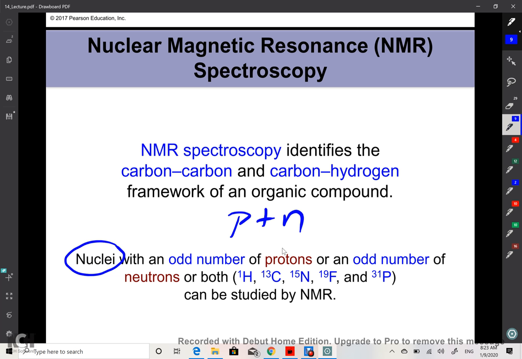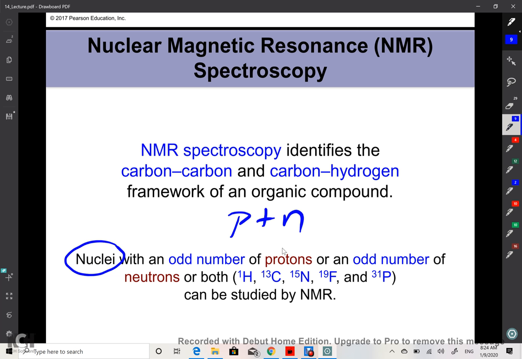So that already should ring a bell. If they have an odd number, it means that if you start pairing them, there will always be that one that will be standing alone. Okay, and so because we only need to have odd numbers of protons or neutrons or both, there are only specific nuclei that can be studied using NMR. And so the hydrogen with only one proton can be studied using NMR.